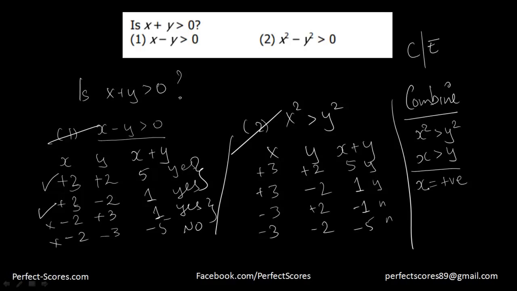Now y over here can be a negative number and y can be a positive number also, because x square is greater than y square. But you can clearly see that since x square is greater than y square, the magnitude of x is greater than the magnitude of y. If I talk about the absolute values, that means x plus y will always be greater than 0. Hence by combining I'm getting my answer.